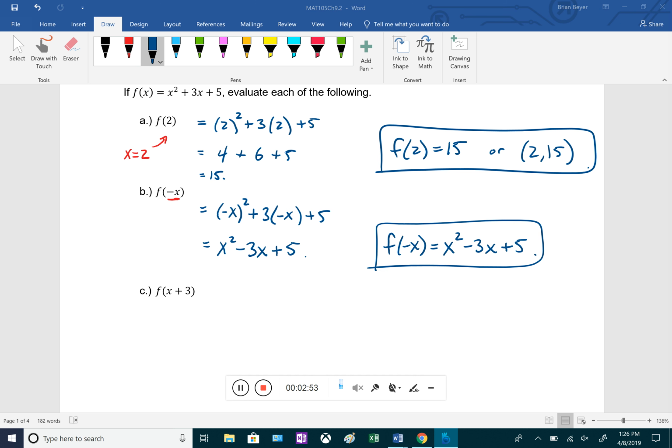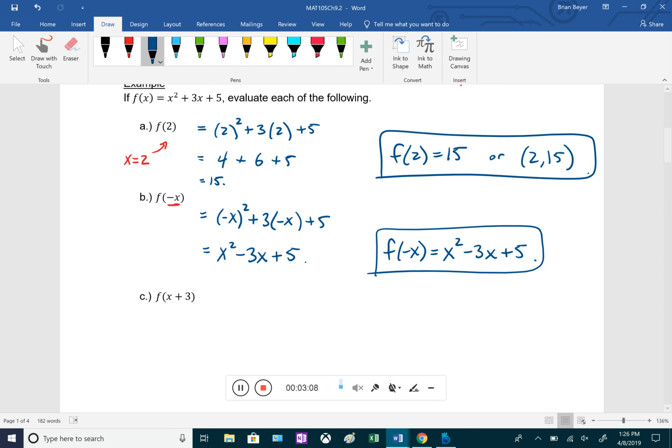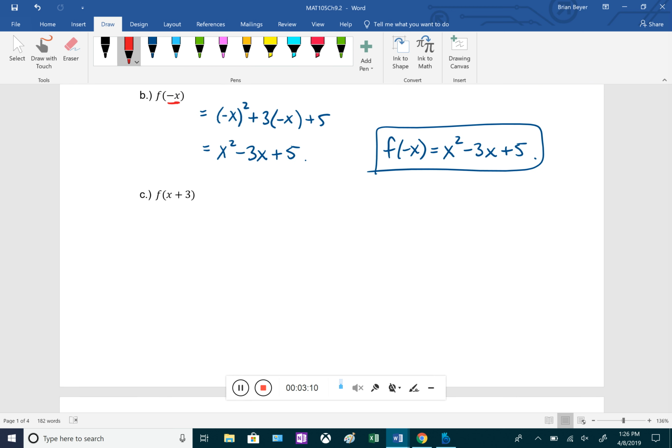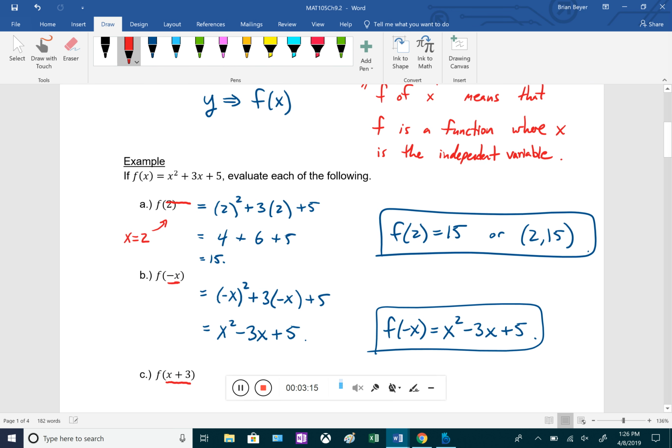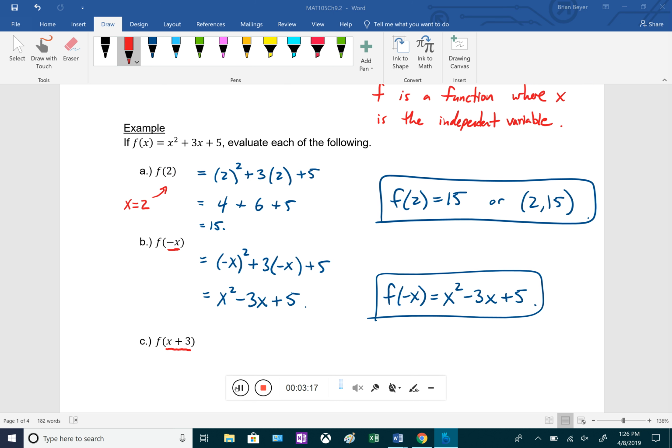Okay, so this one's a little bit different because we have x's still, which is fine. We can plug in variables back into the other variable. The other one we got a value out, which could be thought of as an xy coordinate. And next one is going to be even more complicated. We have f of x plus 3. So everywhere that there is an x in the original one, we're going to plug in an x plus 3. So if we're looking at the original here, instead of an x, we're going to plug in x plus 3. And instead of an x, it's going to be x plus 3.